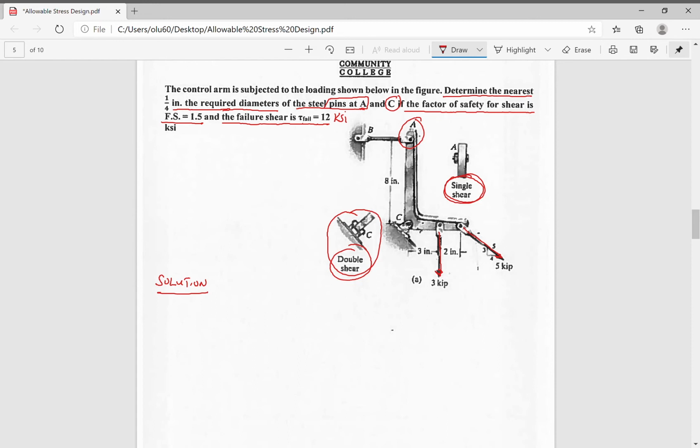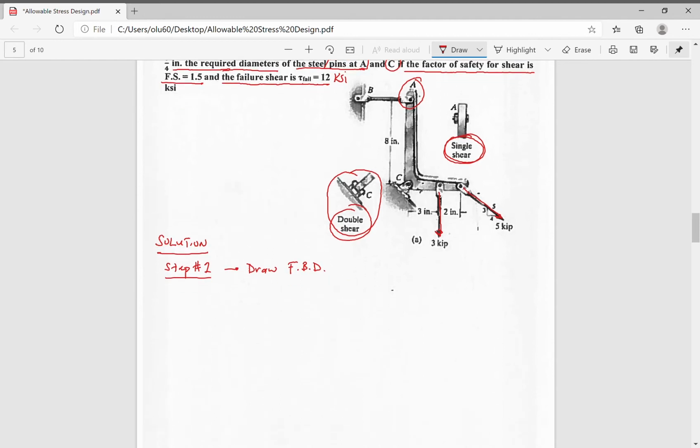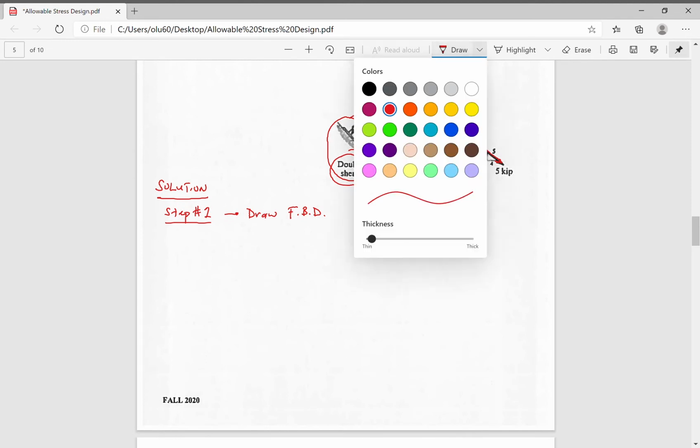Okay. So let's start off with our solution. We want to be able to draw a free body diagram first of all. Okay. So we can do that, and we can come here.